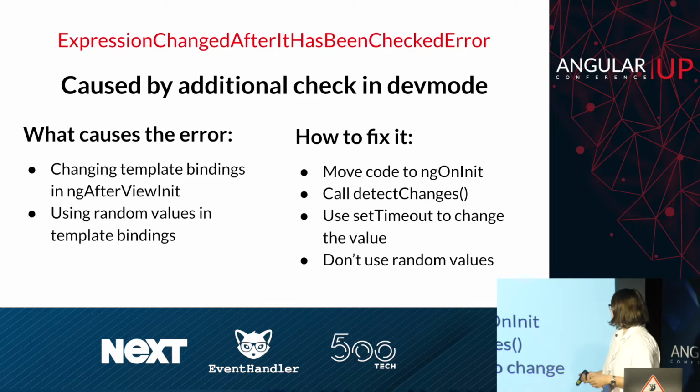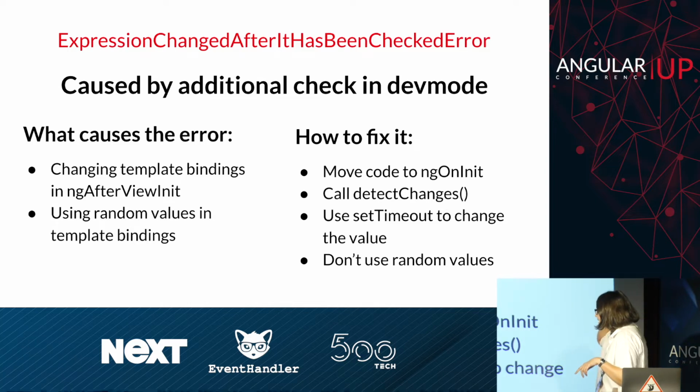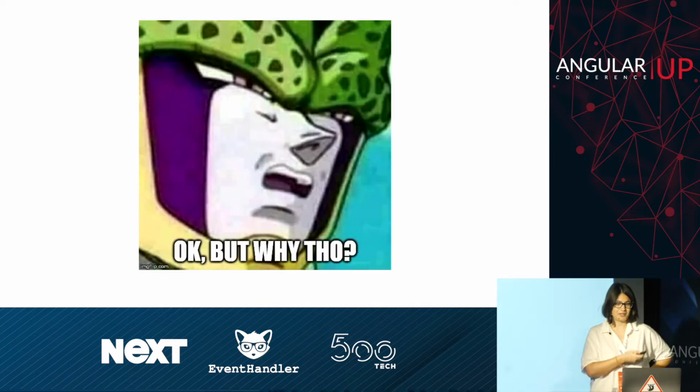And how do we fix it? We move code to ngOnInit, we call detectChanges one more time, or we use setTimeout to change what we need, or we just don't use random values. This is forbidden. And this is nice, and I was fixing this problem for a long time with just this: you open an article, you scroll down, you find setTimeout, you put setTimeout, and it works. Problem gone. But have you ever thought why?